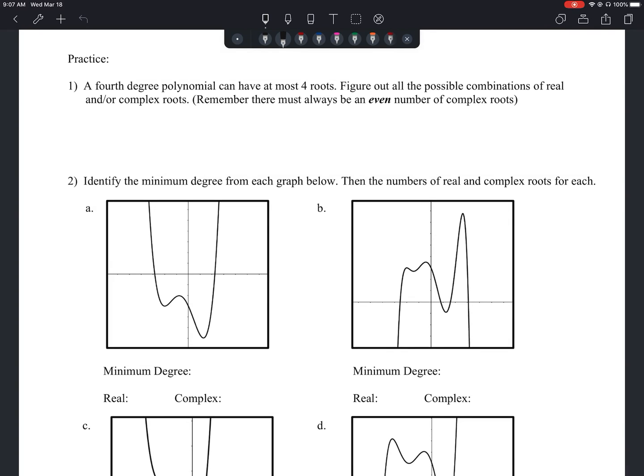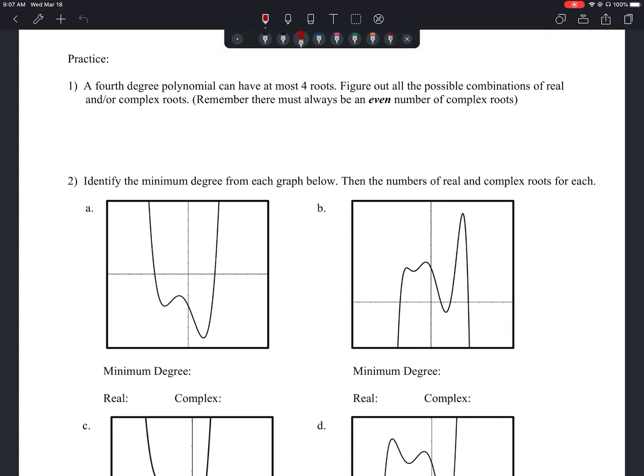I'll start out here with number 1. I'm assuming you've already attempted this, or you don't know how to do it, so you're seeing how to do it. It says a 4th degree polynomial can have at most 4 roots. Figure out all the possible combinations of real and/or complex roots. Remember, there must always be an even number of complex roots.